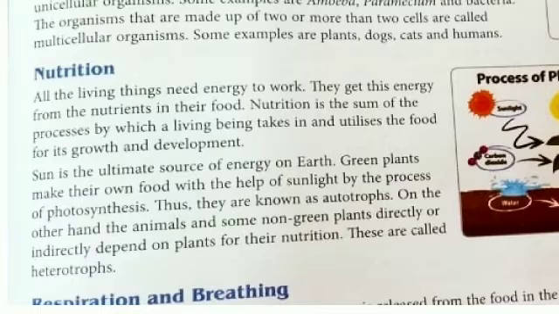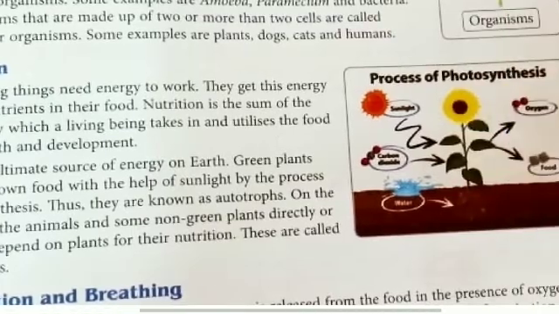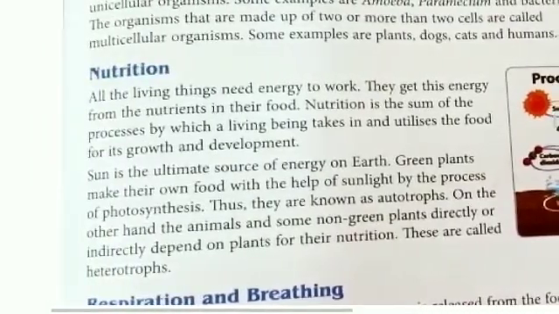Now come to plant. First of all, plant. There is a figure also, but we will discuss later. Sun is the ultimate source of energy on earth. Green plants make their own food with the help of sunlight by the process of photosynthesis. There is a process which occurs in plant, and the name of this process is photosynthesis. It occurs in the green part of the plant.